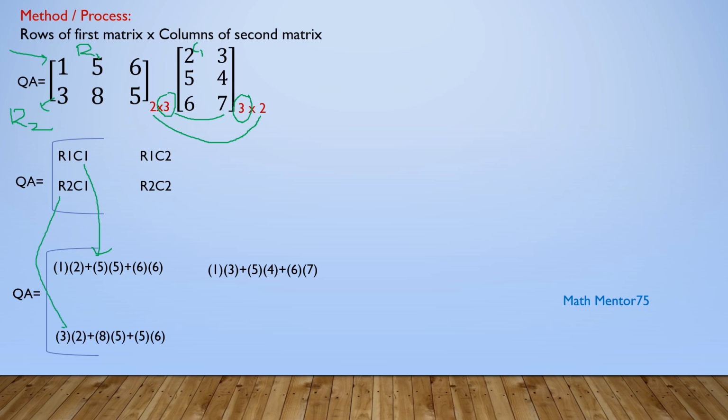This is the answer for R2 C1. Then second row and second matrix, second column. So 3 into 3, 8 into 4 and 5 into 7. These are the matrices, and the order of the final matrix, as we have discussed earlier, it should be 2 into 2.